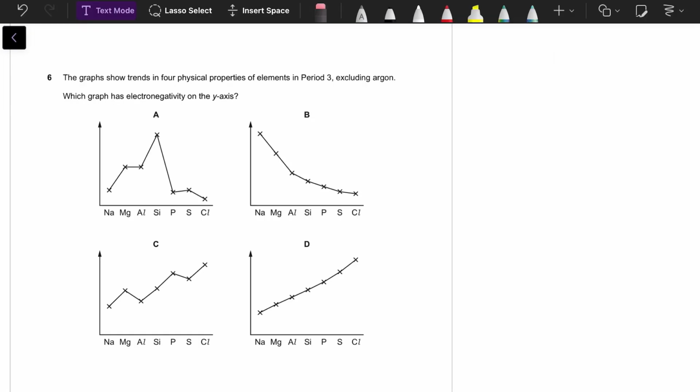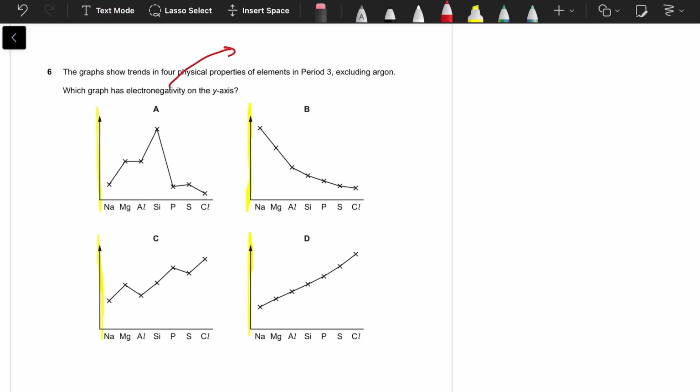Question number 6. The graphs show trends in 4 physical properties of elements in period 3. Which graph has electronegativity on the y-axis? So what is electronegativity?